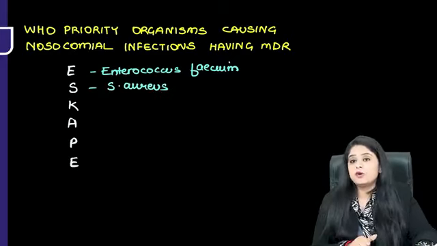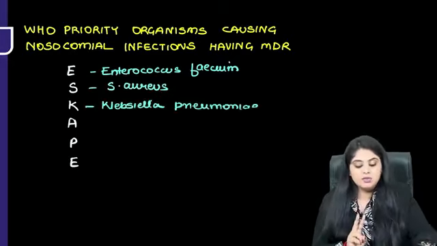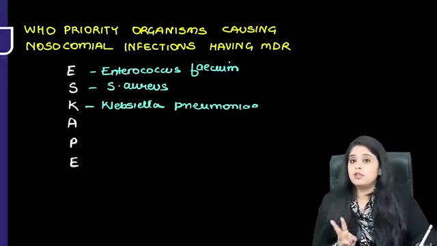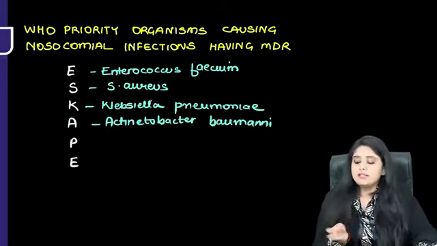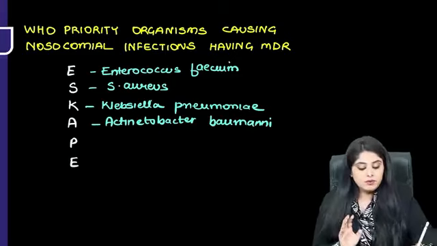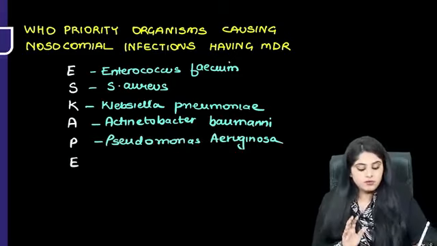S for Staph aureus. So these two come under cocci. Next, look at Klebsiella pneumoniae, which is very commonly seen in hospitals. Acinetobacter baumannii, which is a part of non-fermenters. Pseudomonas is also a part of non-fermenters.